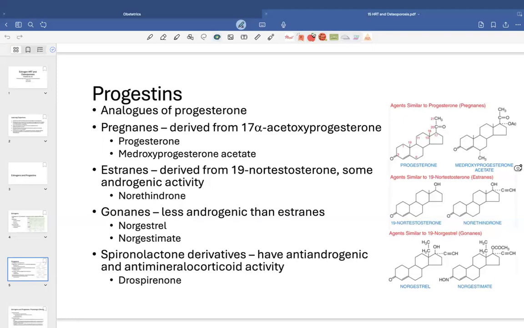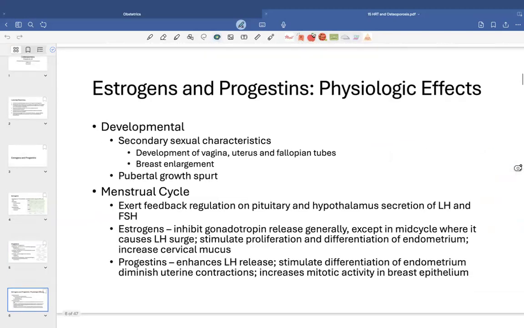All right, so what do estrogens and progestins do? They're involved in development of secondary sexual characteristics, including the vagina, uterus, and fallopian tubes. In particular, progestins are involved in development and enlargement of the breast tissue. And estrogens are key for the pubertal growth spurt because of their effects on bone. And you've covered extensively in your pathophysiology material, as well as last week, the various processes with these hormones in the menstrual cycle.